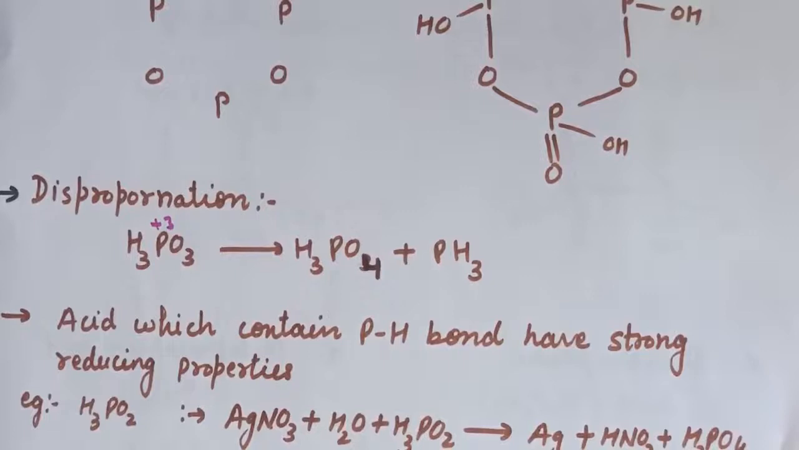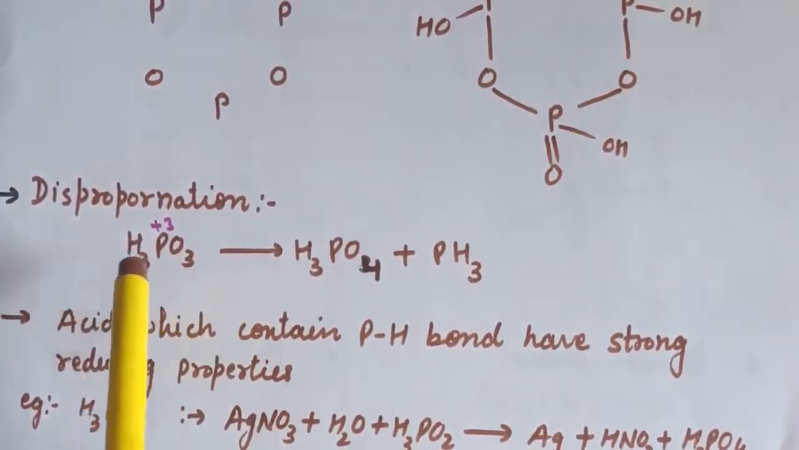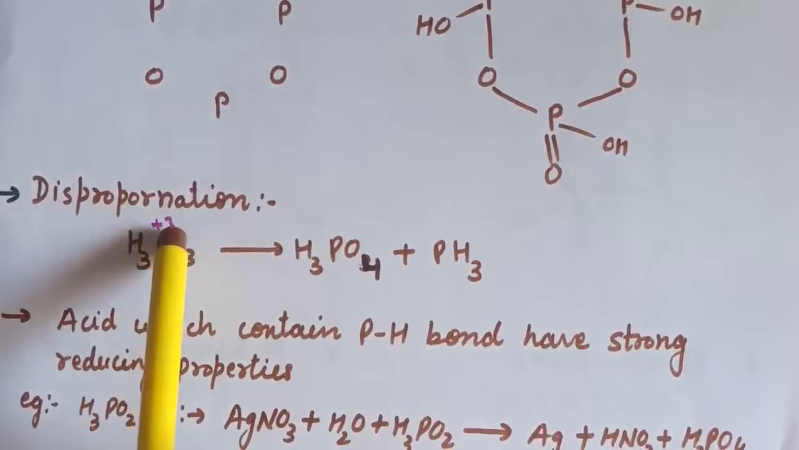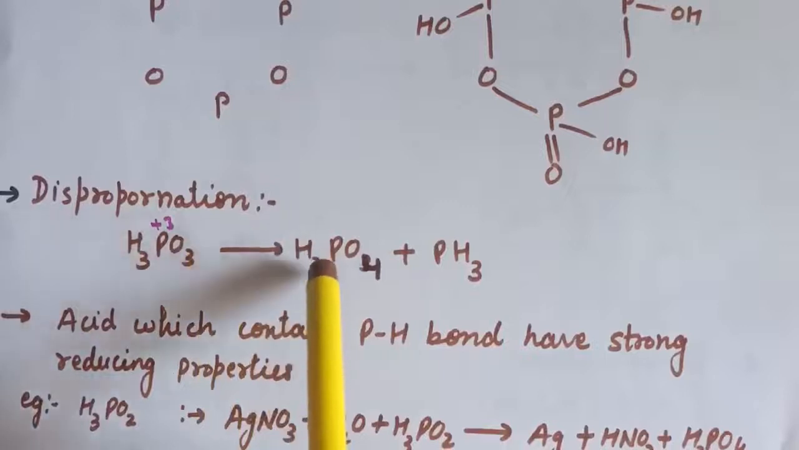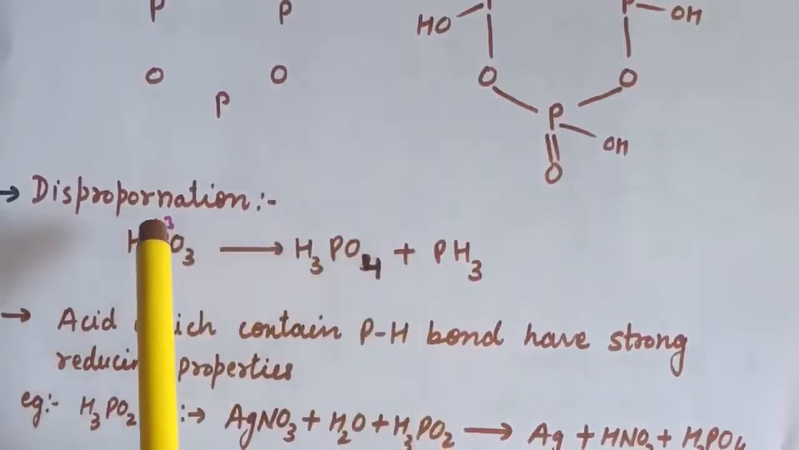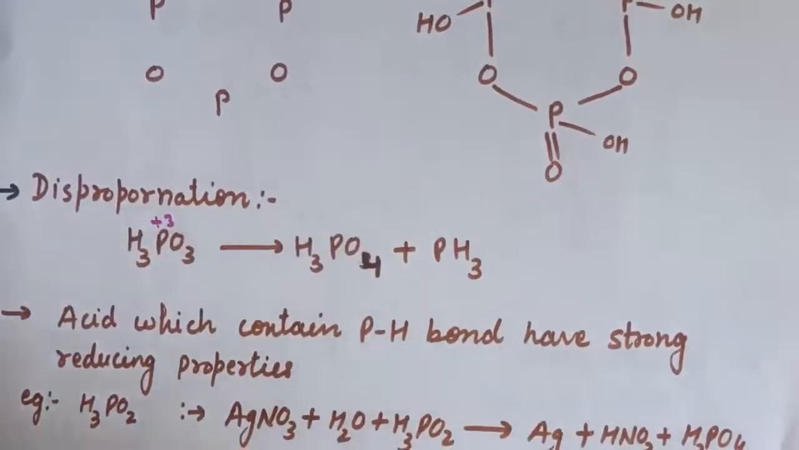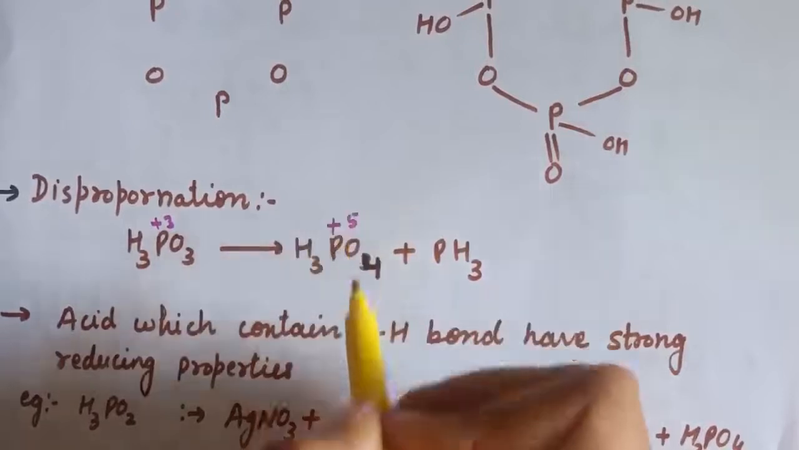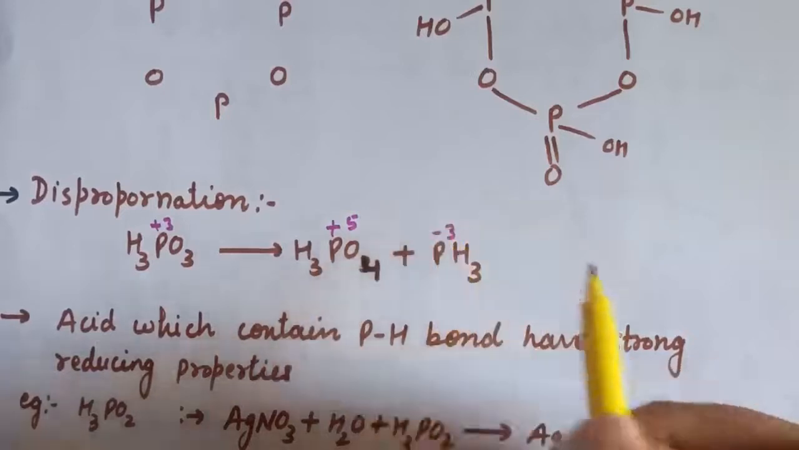Whereas the acids in which the oxidation state of phosphorus is +3 tend to disproportionate into higher and lower oxidation states. For example, in H3PO3 the oxidation number of phosphorus is +3, so it will disproportionate into a higher oxidation state as well as a lower oxidation state. For example, here the oxidation number of phosphorus is +3, in H3PO4 it is +5, and in PH3 it is -3.